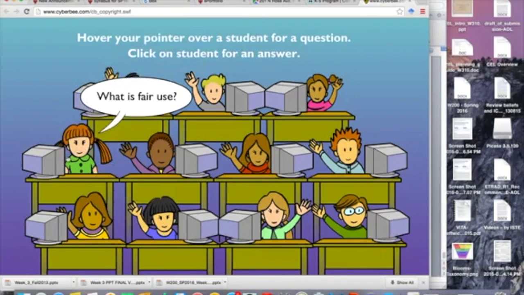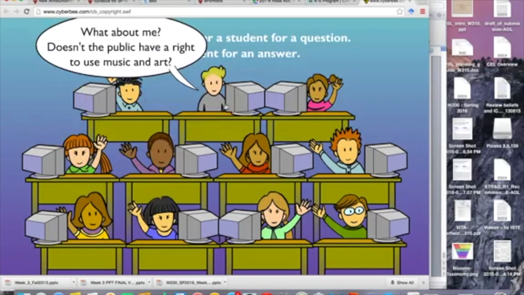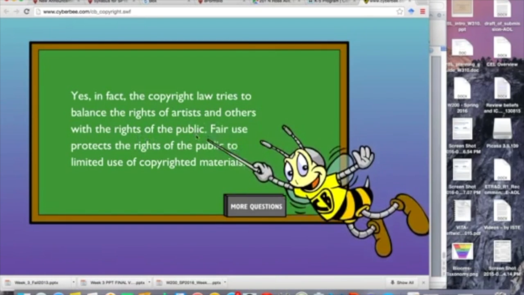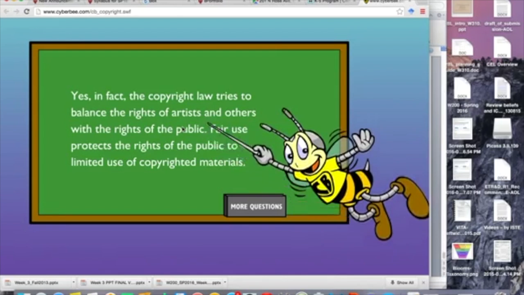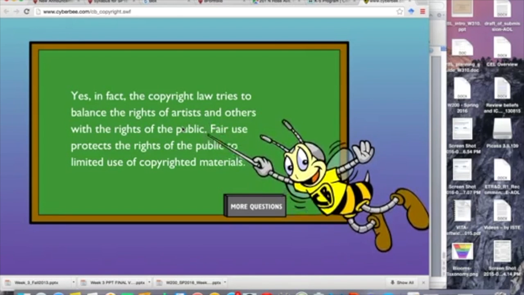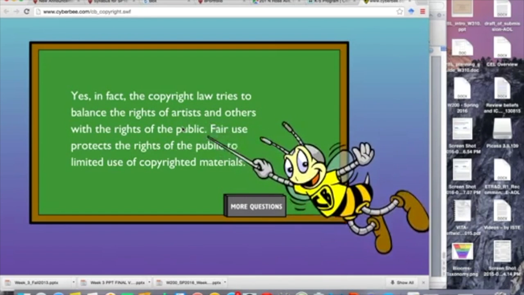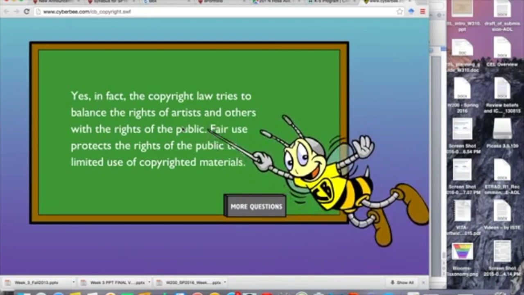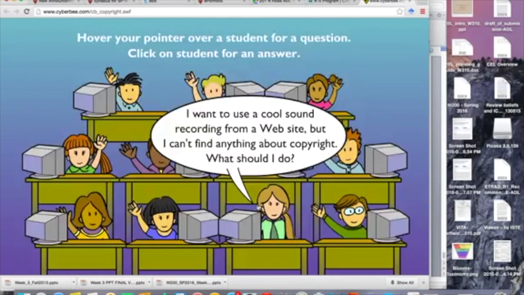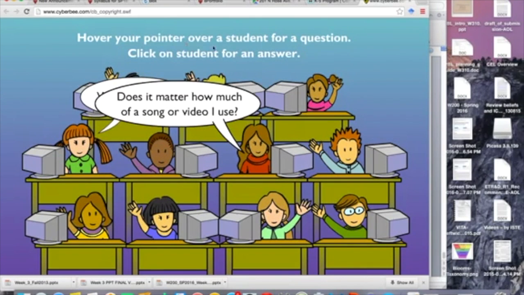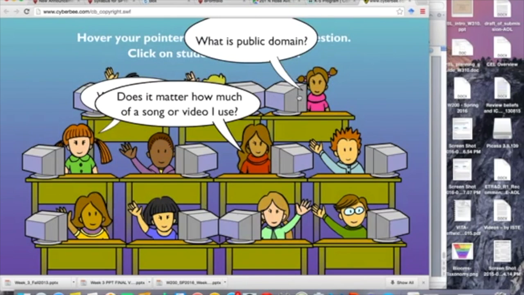So the next question to talk about: doesn't the public have a right to use music and art? And yes, in fact, they do. Eventually it comes into the rights of the public. So copyright law only lasts for a certain amount of time before it goes into the public domain. But the person has to be able to benefit from that copyright for at least a while. Otherwise, people wouldn't make creative materials.